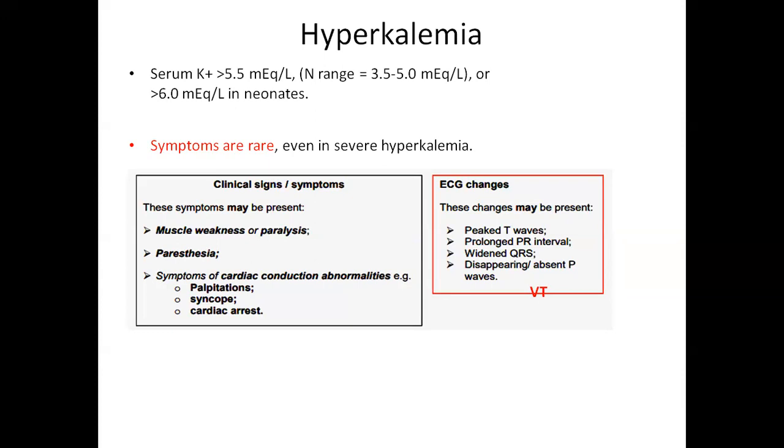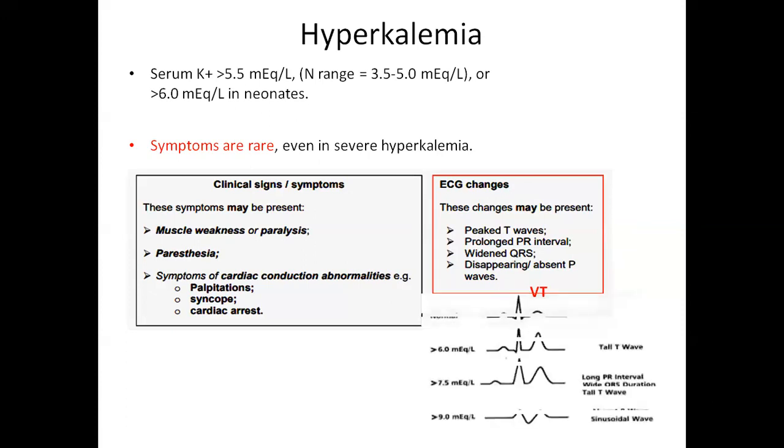So what are the changes in ECG you get? The first change is? Tall T waves. What is a tall T wave? More than half of the R wave amplitude. Next is prolonged PR interval, widened QRS, then disappearing and absent P waves. Finally, the child can land up in ventricular tachycardia.